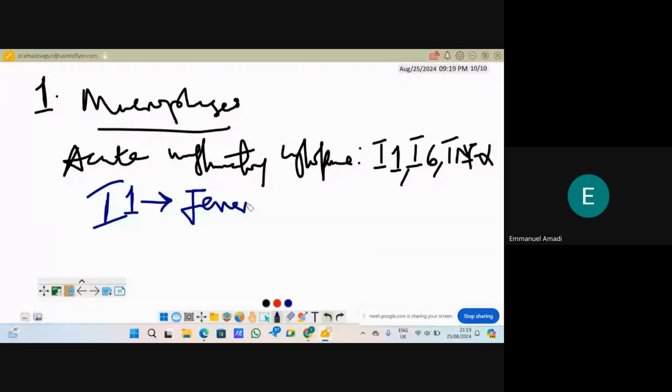Now, if that is understood, we'll move on. The other thing IL-1 is known for is that IL-1 causes activation of osteoclasts. So it is called the osteoclast activating factor. And this is the one that is very important in this pathway. Osteoclast activating factor.